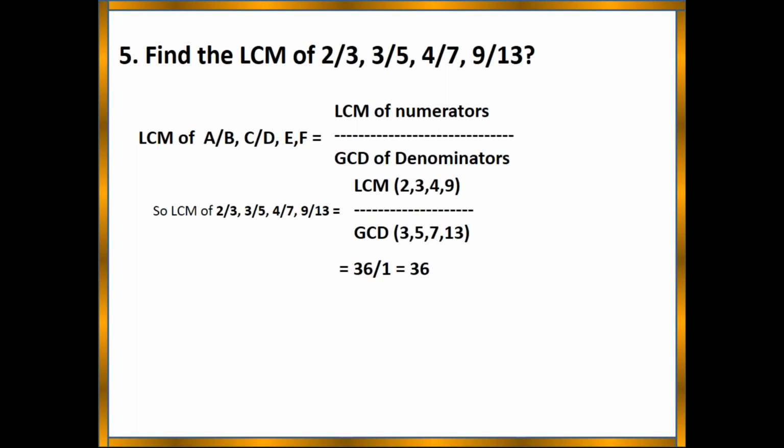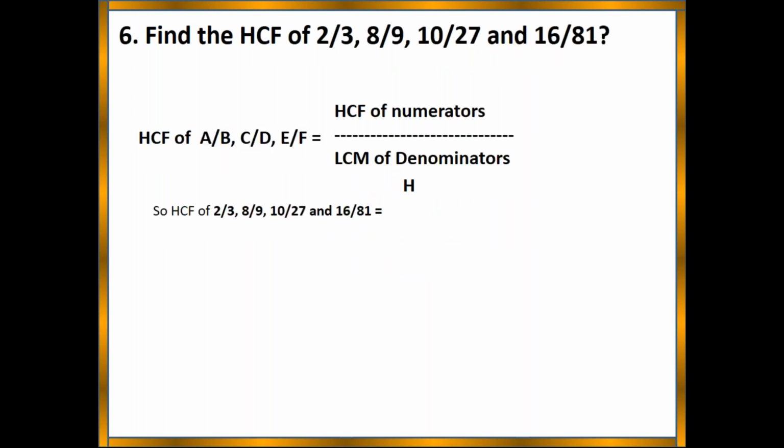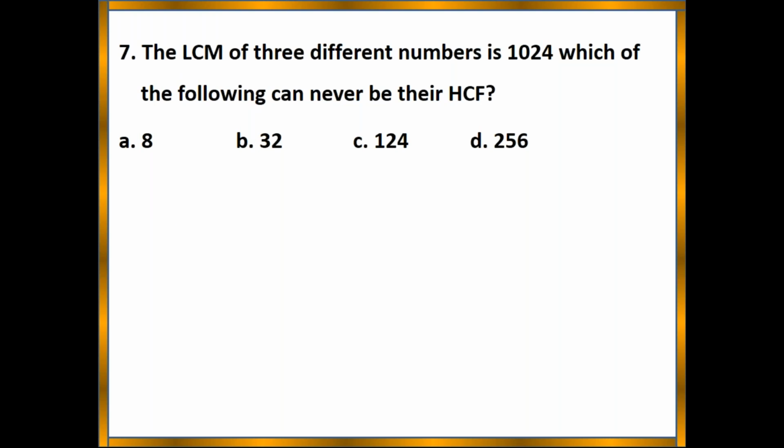Next one. All of you understood whenever they give the numbers to find the LCM or GCD? Write down one general example. The LCM of three different numbers is 1024.